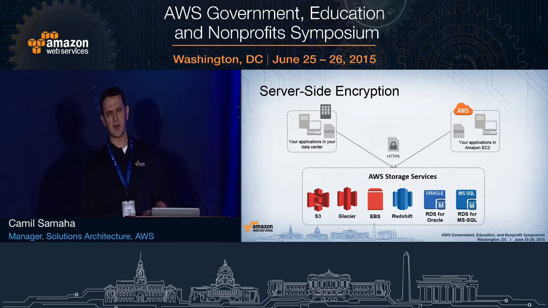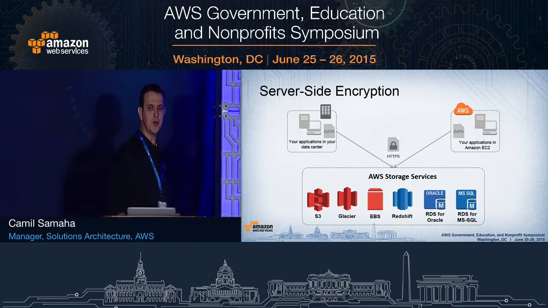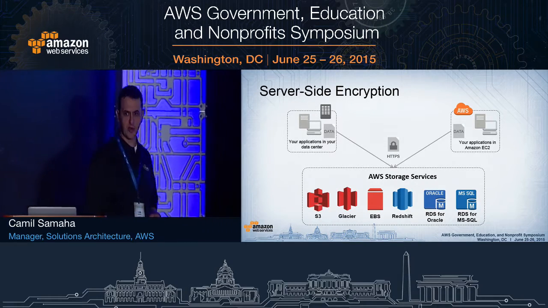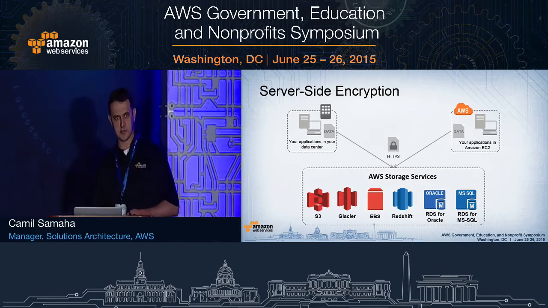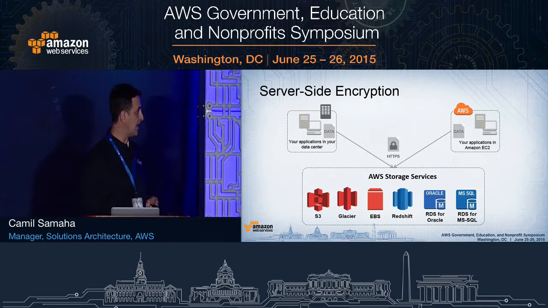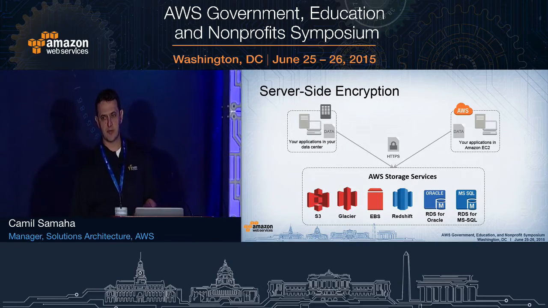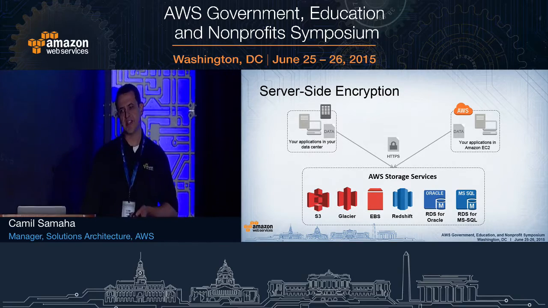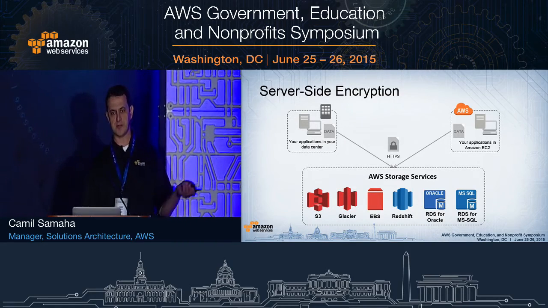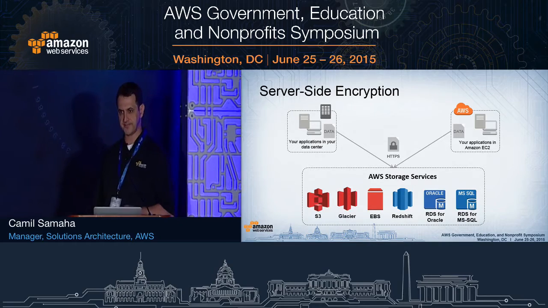Now with S3 and Redshift, you have the option to have your data encrypted or not. With Glacier, it's encrypted by default. And for RDS for Oracle and RDS for Microsoft SQL, that leverages transparent data encryption, which is available with those database packages.